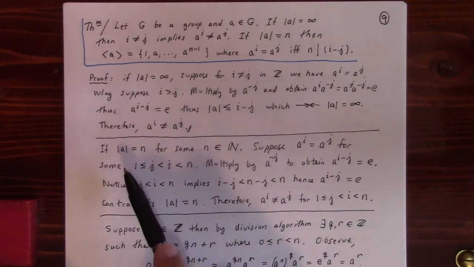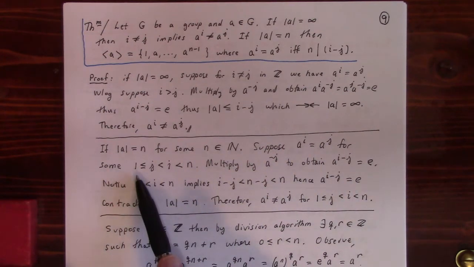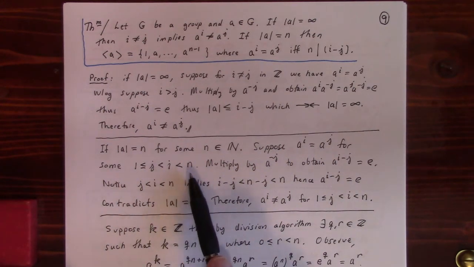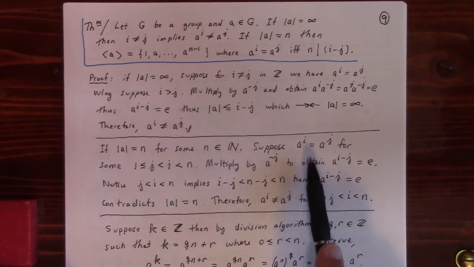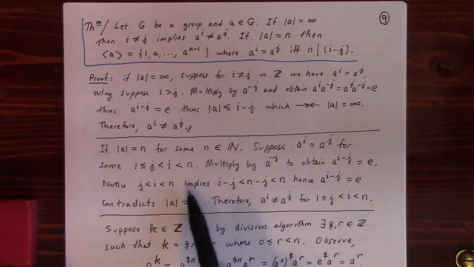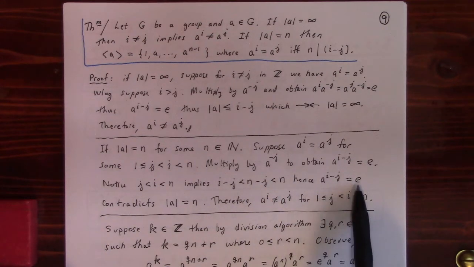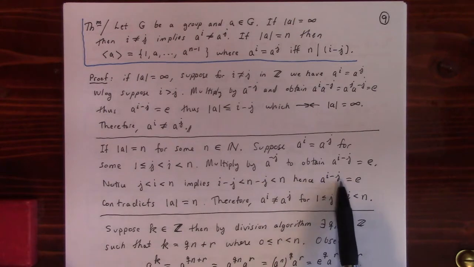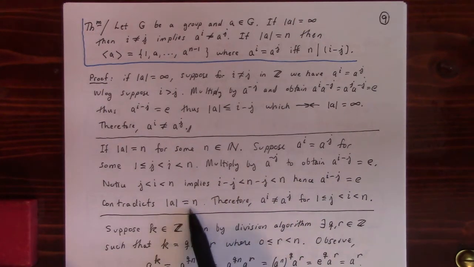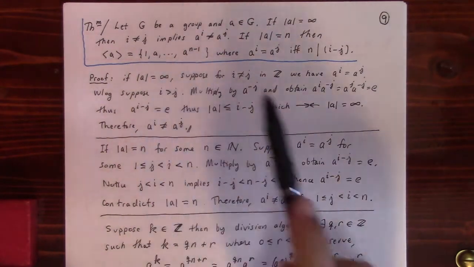Next up, if the order of a is n, for some n, suppose a to the i equals a to the j, for some 1 less than or equal to j less than i less than n, again multiplied by a to the minus j to obtain a to the i minus j equal to e. But notice that j less than i less than n implies that i minus j is less than n minus j is less than n. Hence, a to the i minus j is equal to e for a power less than n, right? Which contradicts the order of a being n. Therefore, a to the i is not equal to a to the j for 1 less than or equal to j less than i less than n. So that assures us that there's no redundancy in this list, right?